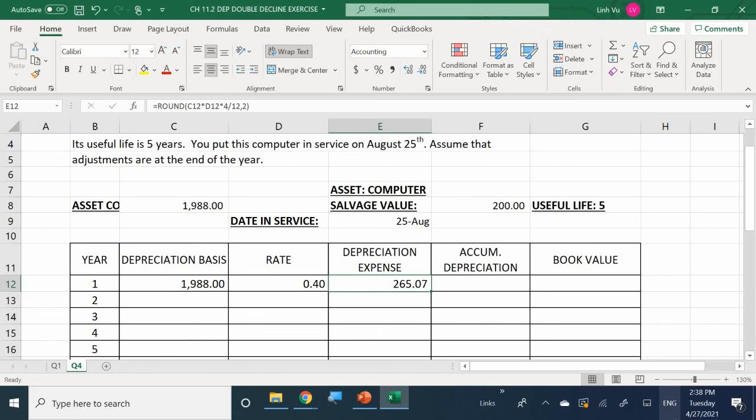Now, you could have done this without the equal round, but if you do that, your numbers can be off by a couple pennies. Any questions in regards to how I got this answer?